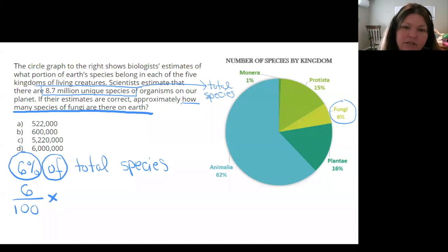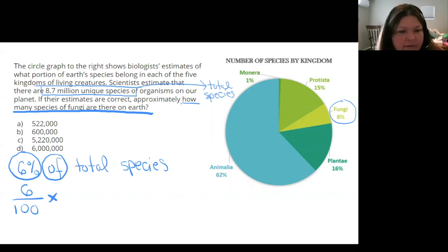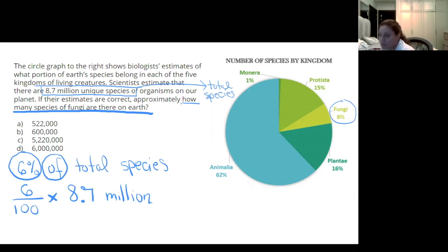This really confuses students because we usually use it with ratios and proportions, and they feel like, oh my gosh, I shouldn't multiply. No, this is how you find a percent or a ratio of something. So you multiply. And then she wants to multiply that by the total species, 8.7 million. Lovely, sure, I could do that, Manal. What do you get? 522,000.